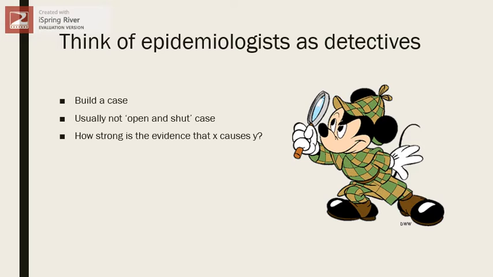So it can be quite complicated to figure out what the cause is for various effects. And so really in this module, we're going to talk about how we determine how strong evidence is. Does X cause Y? How sure are we? And how do we know how sure we are?